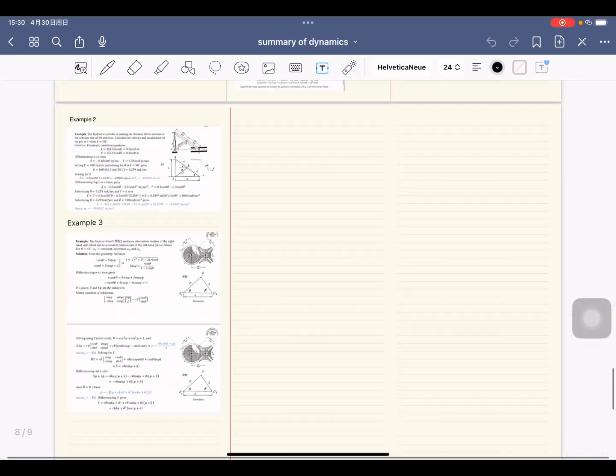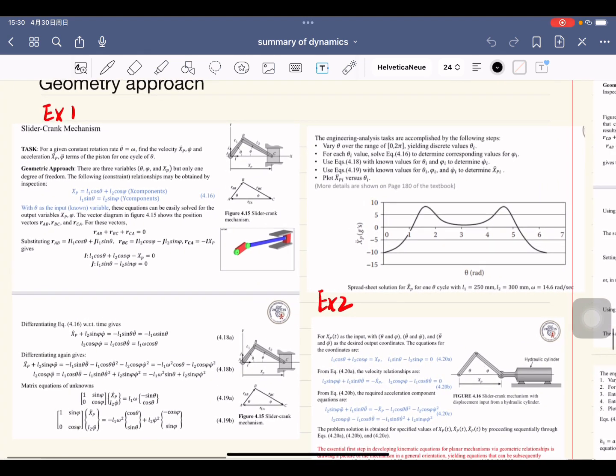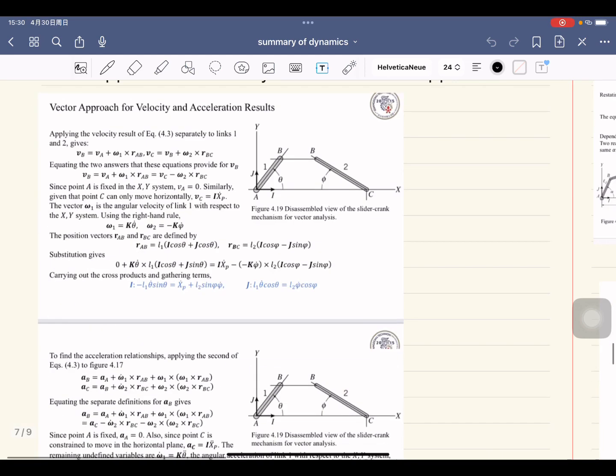Okay. Here we also have 3 examples. Let's look at the first example. For every example, we will have 2 approaches. The first approach is the geometry approach. The second approach is the vector approach. Let's see the geometry approach first. It's very simple.